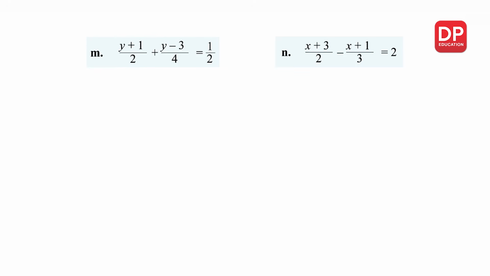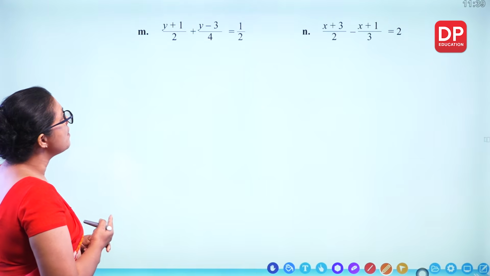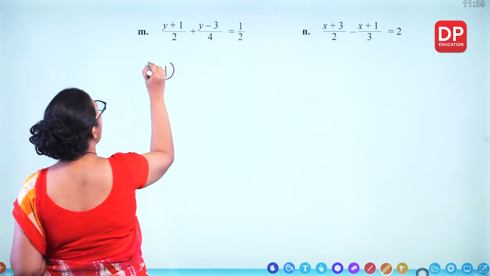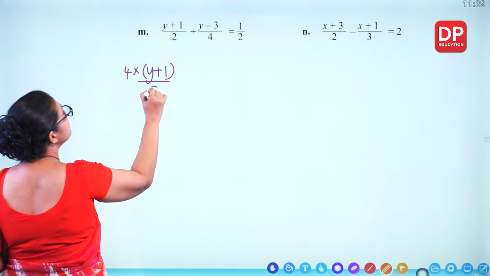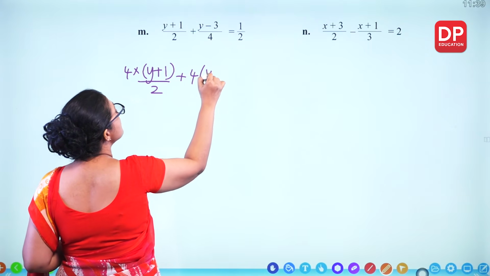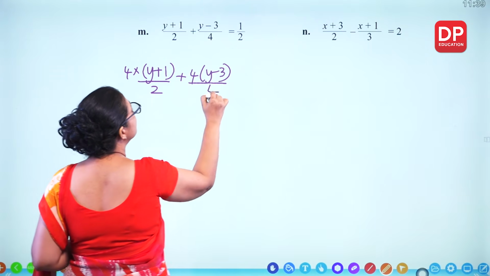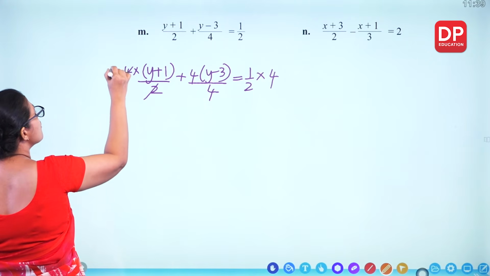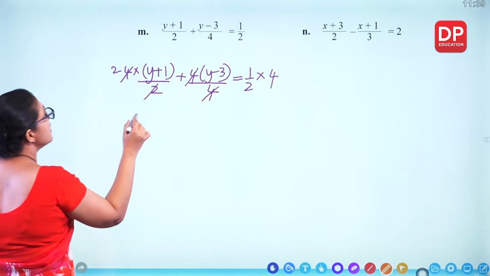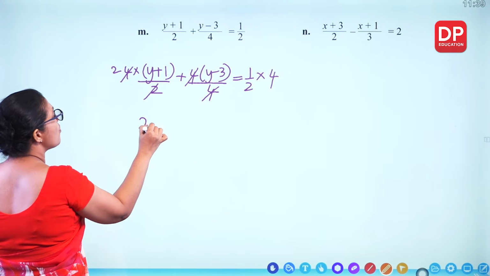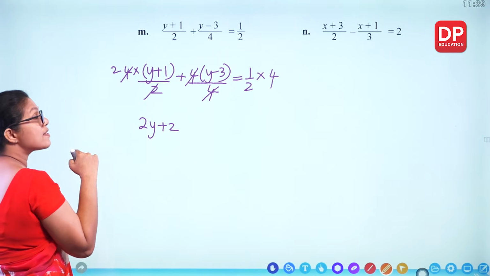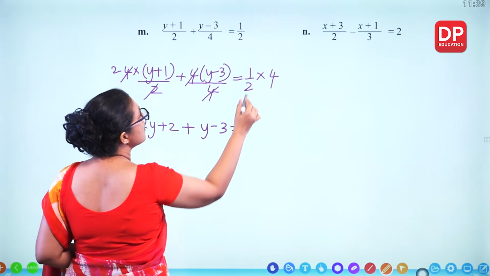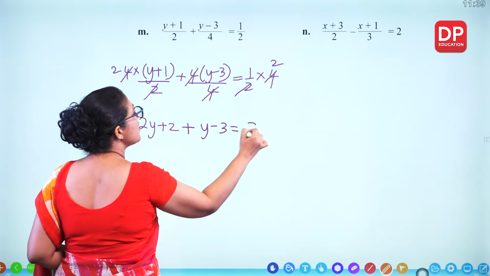In this one, you get 2, 4, 2. Lowest common multiple of 2, 4, 2, that's 4. So multiply all terms by 4. That's the first step. Two times 2, 4 gets cancelled out here. So then expand brackets. 2y plus 2. First 2 is outside. Here y minus 3. 2 times this one, you get 2 here.